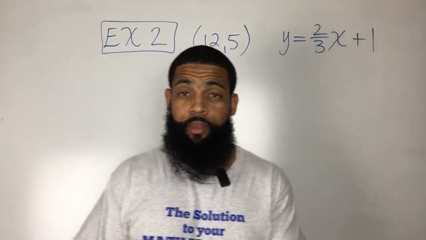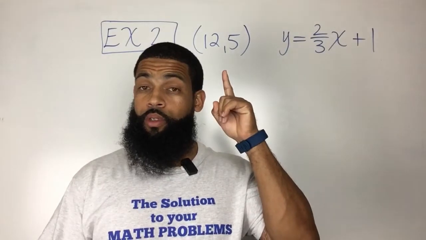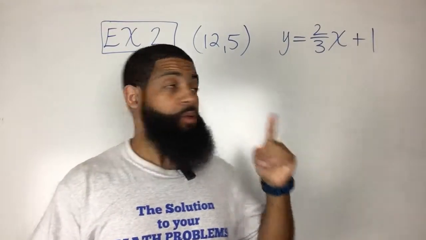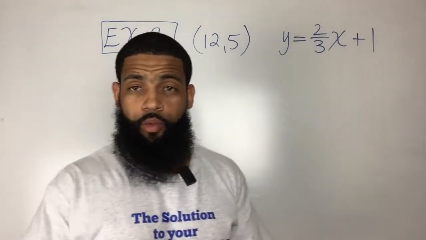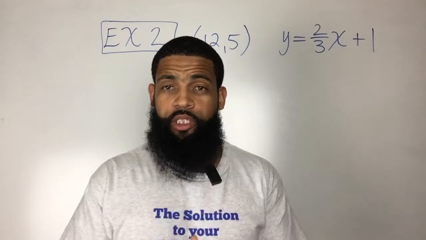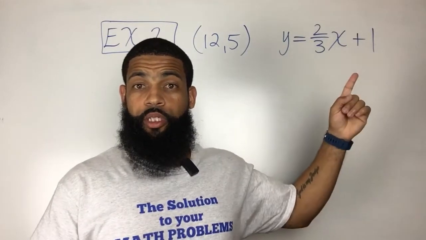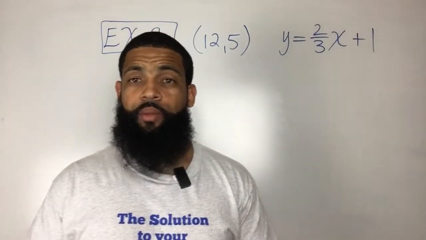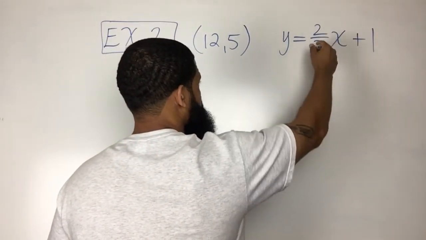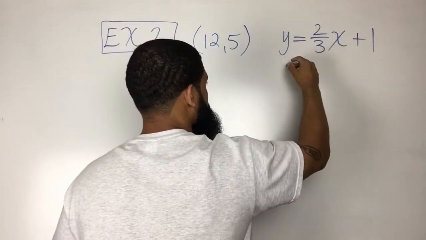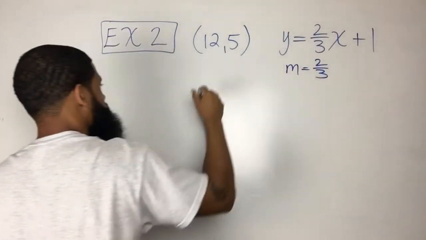Example 2, we're going to do the same thing. However, we have a different point that we want the parallel line to go through, and we also have a different line that it's going to be parallel to. So same thing, I still want to find the equation of a line in slope-intercept form that passes through (12, 5), and it's parallel to y equals 2/3 x plus 1. Remember, parallel lines have the same slope. So the slope is always the coefficient of x, which is the number immediately to the left of x. So m equals 2/3, and it's going to pass through (12, 5).